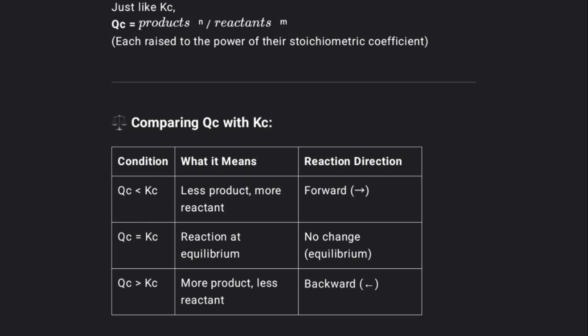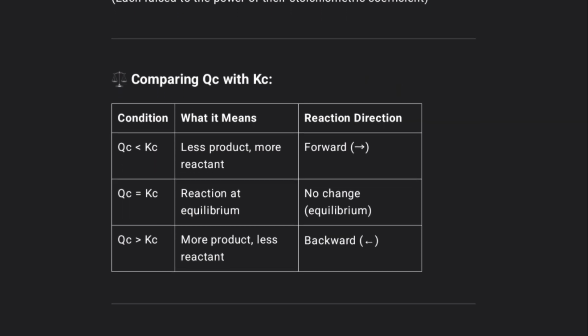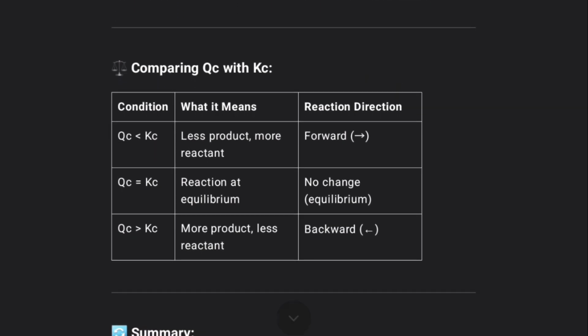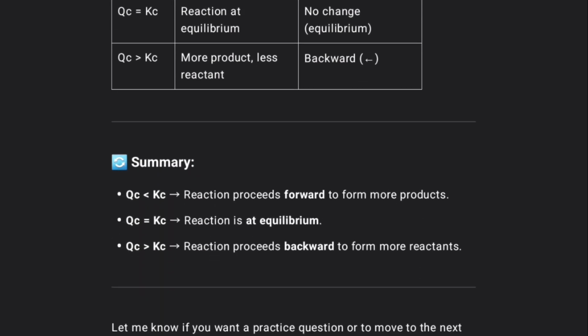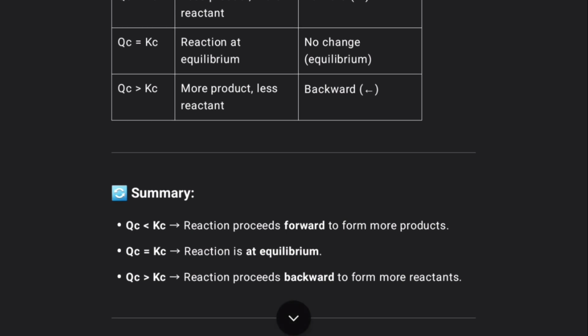Comparing Qc with Kc: the condition, what it means, and the reaction direction. If Qc is less than Kc, there is less product and more reactant, so the reaction proceeds forward to form more products. If Qc equals Kc, the reaction is at equilibrium, with no change. If Qc is greater than Kc, there is more product and less reactant, so the reaction proceeds backward to form more reactants.